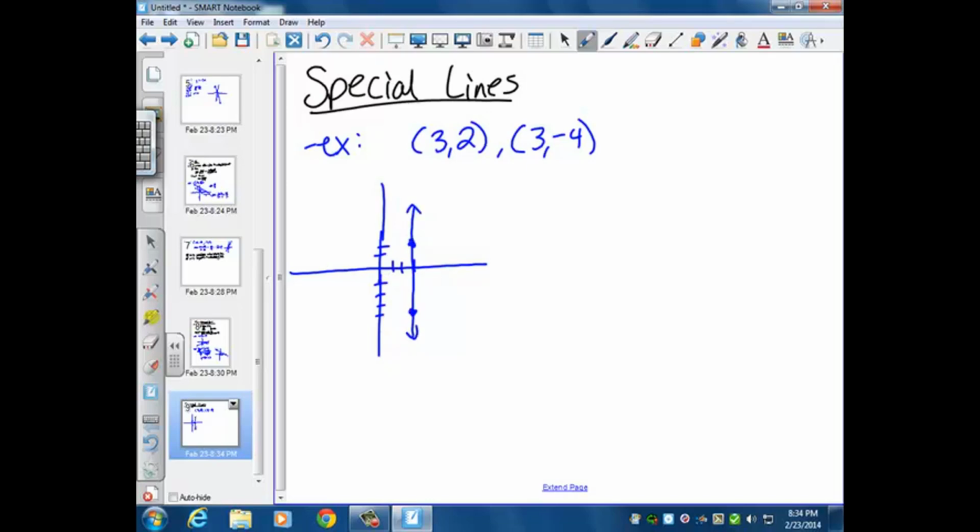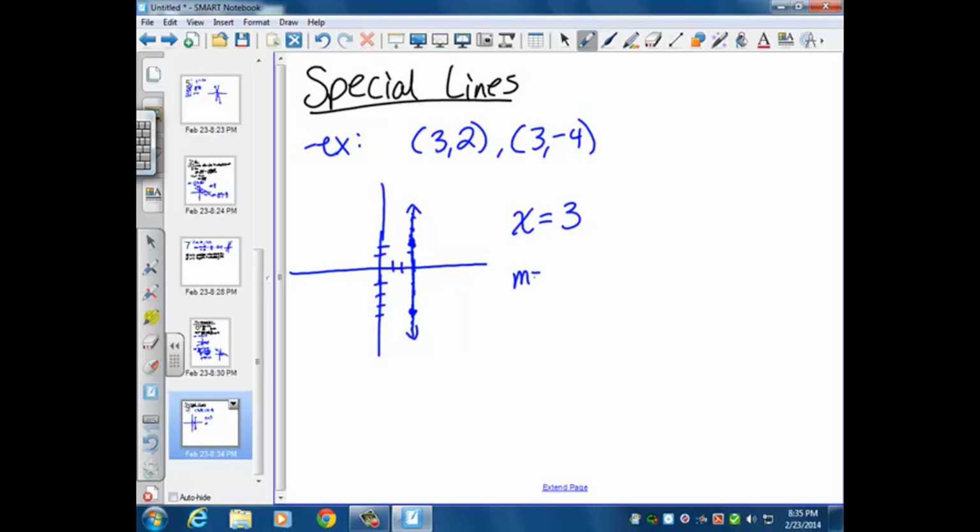Now let's think about what's true about these points. And not just the 2 points, the (3, 2) and the (3, -4). Every point on this line has an x value of 3, and different y values. So no matter what, x equals 3. That is true for all points on that line. x equals 3. So that's the equation of the line, actually.